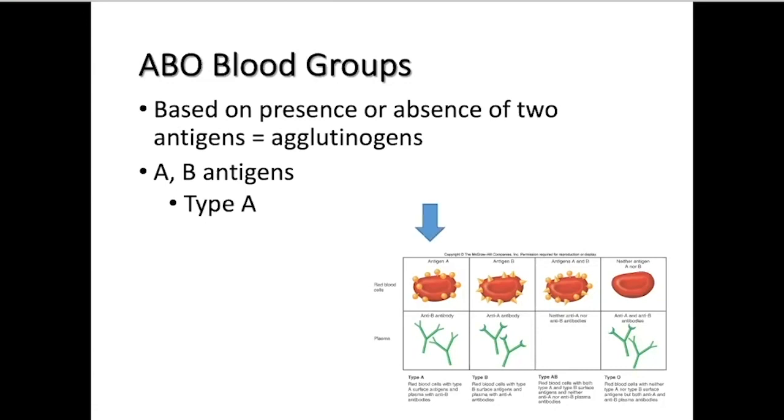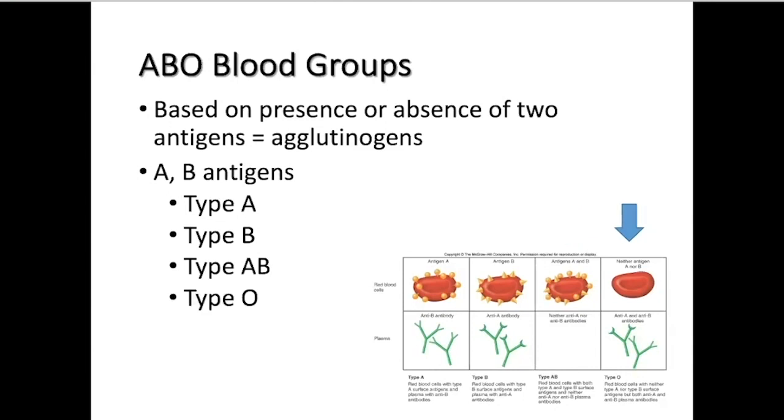If you are type A, you have antigen A on your surface. If you are type B, your red blood cells have antigen B on their surface. If you are type AB, you have a combination of both A and B antigens on your red blood cell surfaces.